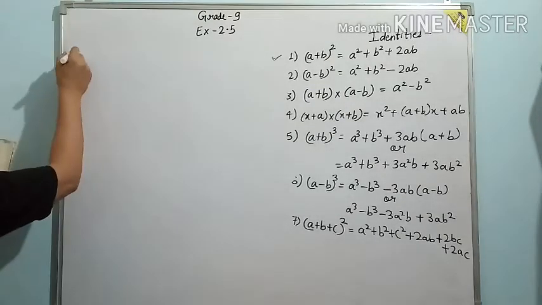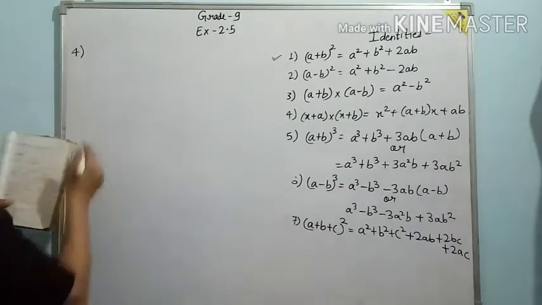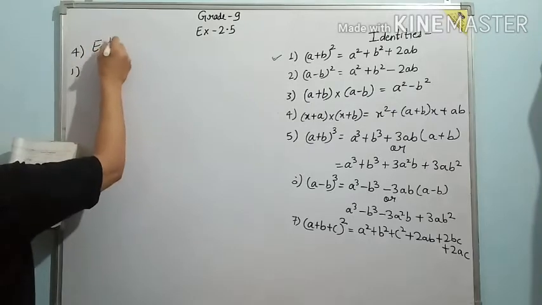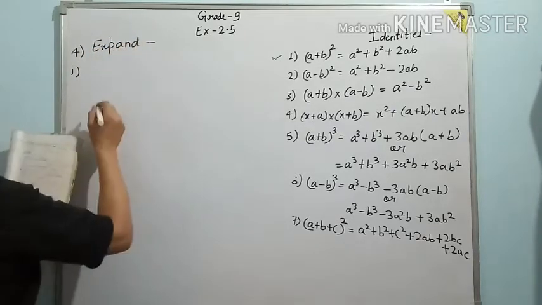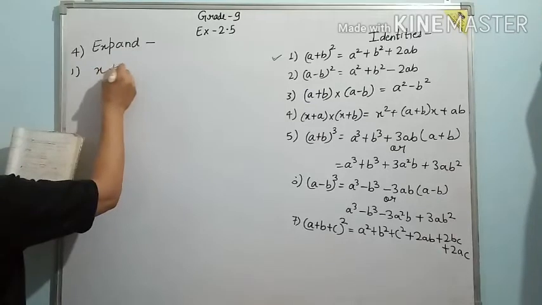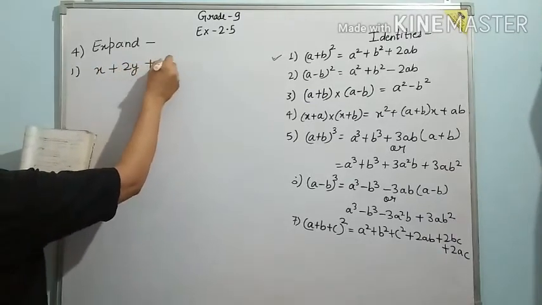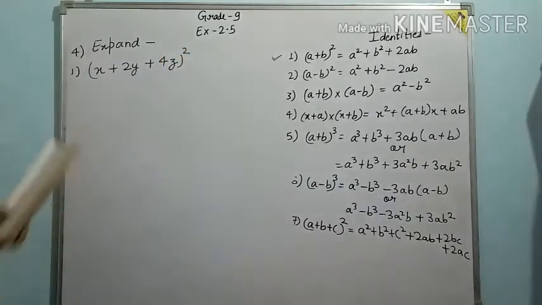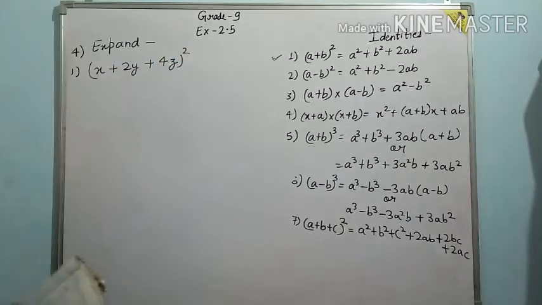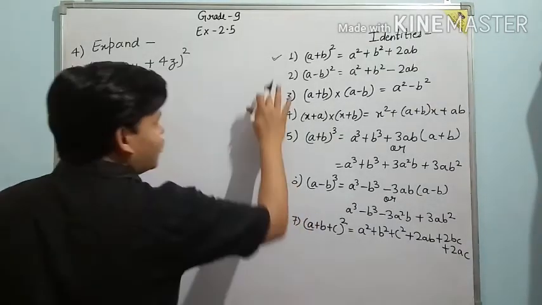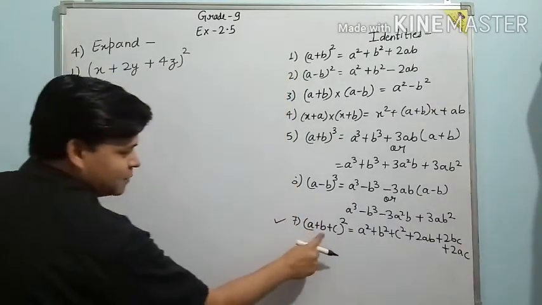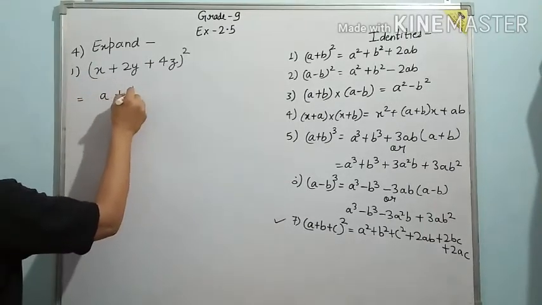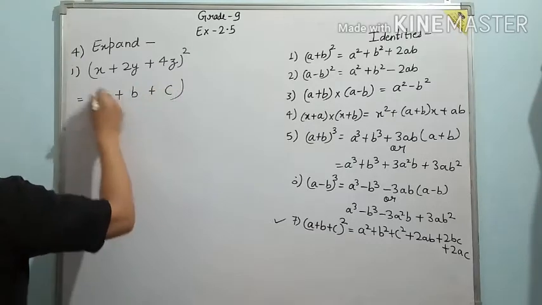Next one is question number 4. Let's take the first part. This is expand each of the following. So I'm writing here, expand. First is x plus 2y plus 4z whole square. This expression is related to identity 7. So I have marked here a plus b plus c whole square. So let's write here a plus b plus c and whole square.